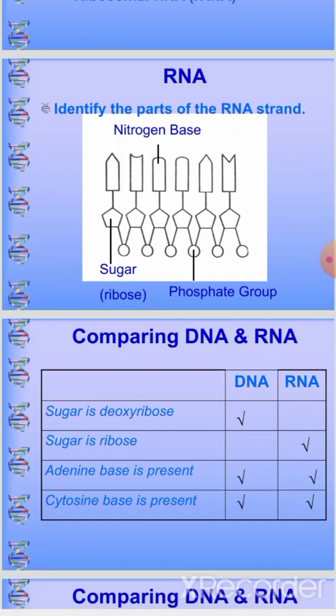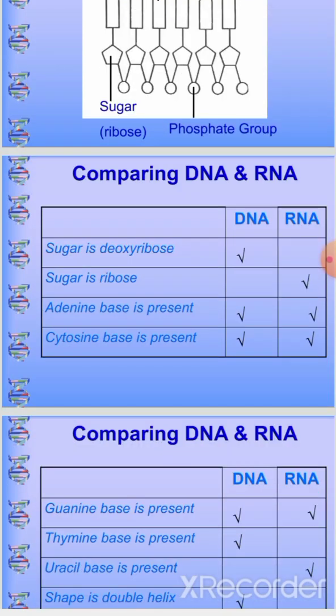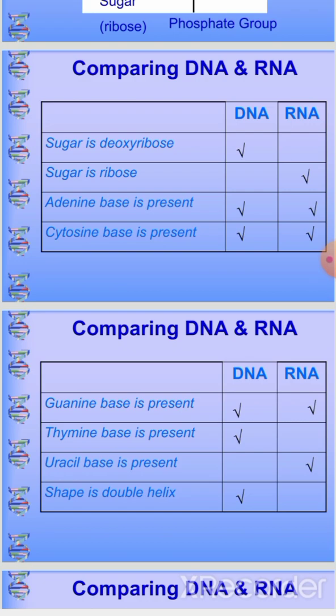Here you can see the diagram comparing DNA and RNA. What is the difference between RNA and DNA? Sugar is deoxyribose in DNA, not RNA. Sugar is ribose in RNA, not DNA. Adenine base is present in both DNA and RNA. Cytosine base is present in both DNA and RNA.